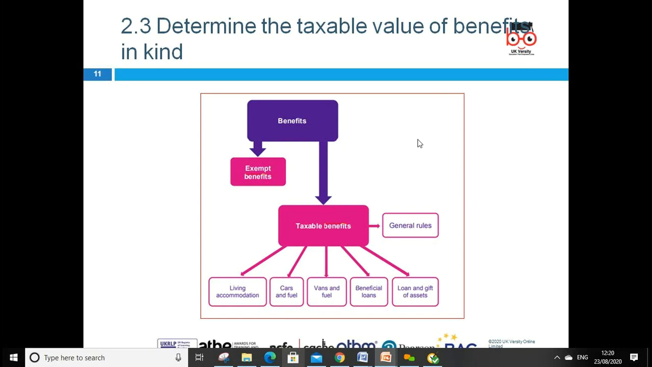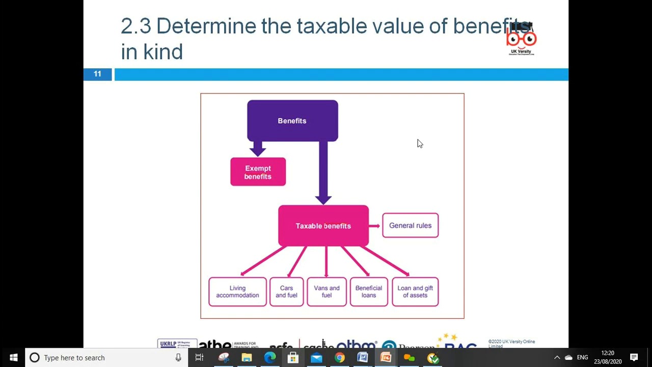Next we're looking at 2.3. What is 2.3? 2.3 is to determine the taxable value of benefits in kind. Let's say the company gives you a car and you use the car for personal use. Many people are very pleased: oh, I have a company car, new car. But actually what happens is your tax allowance of 12,500 can be reduced to 5,000. So you only get 5,000 free tax limit, and on the rest you have to pay tax. It means the car will cost you around 50 to 60 pounds every week.